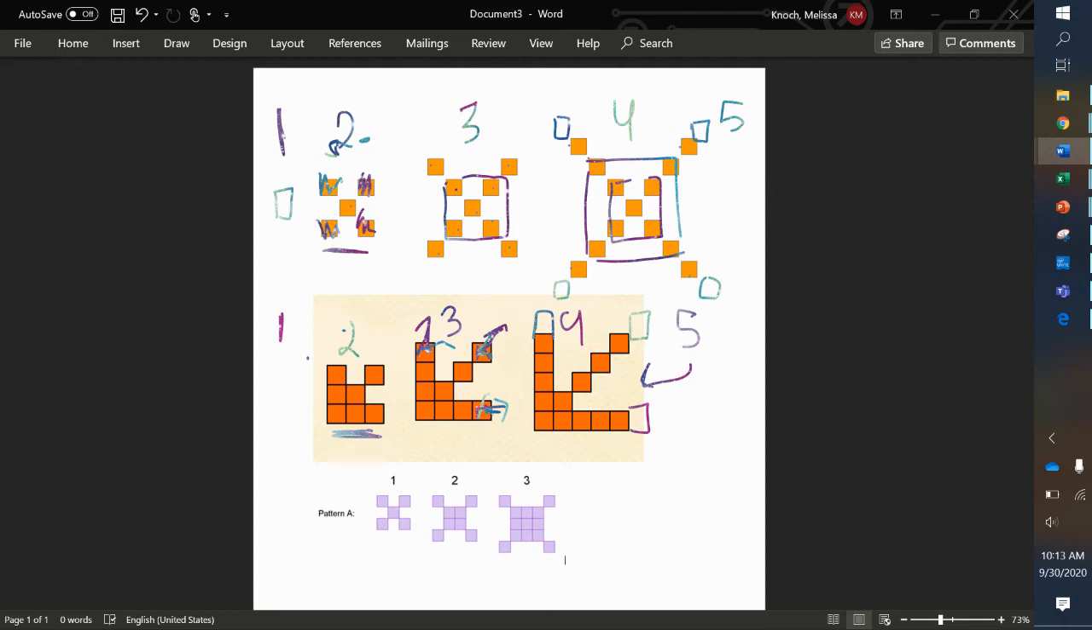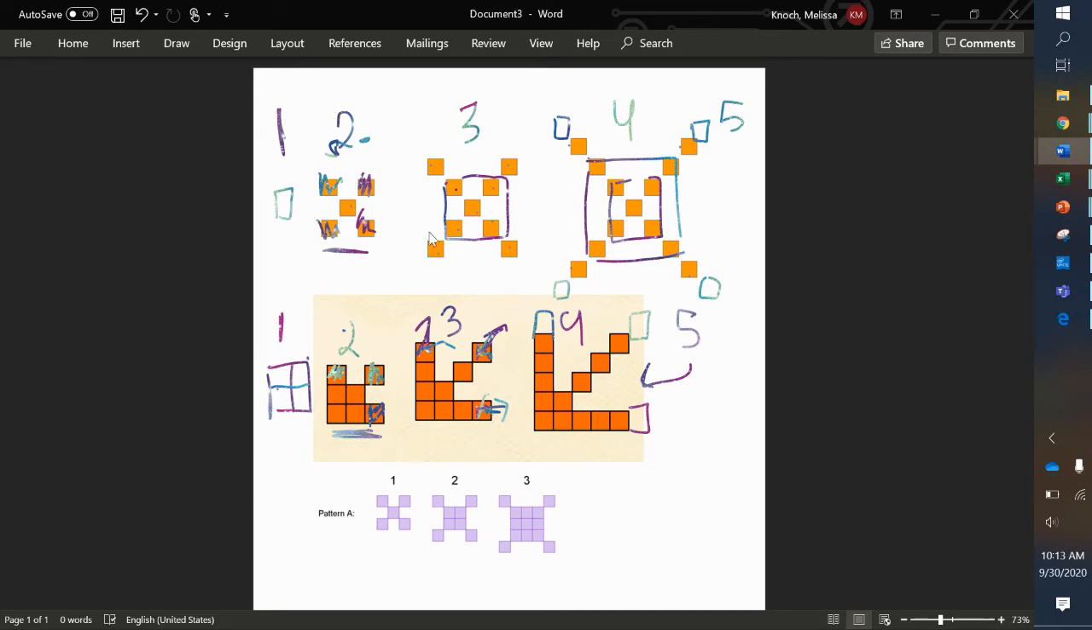So going back to figure 2, to find figure 1, we'd have to take out a block going up, take out a block going to the side, and take out one block going diagonally, which would leave us with a 2 by 2 square. Okay? So let's do one more.